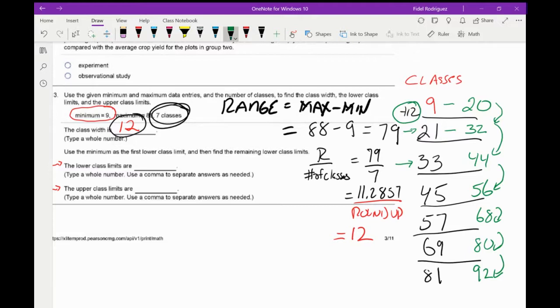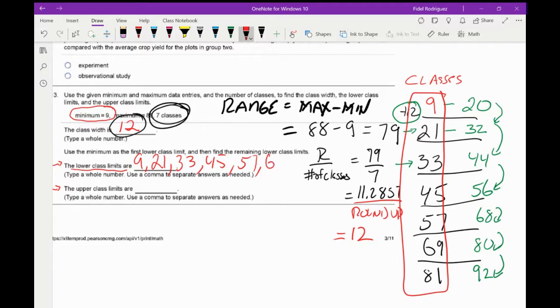So guys, now what I'm going to do, because it's telling me, can we put the lower class limits? All I'm going to do is copy these numbers here. I'm going to put 9, 21, 33, 45, 57, 69, and 81. And then for my upper class limits, I'm going to do the same thing. I'm going to put 20, 32, 44, 56, 68, 80, and 92. And that's how I would do number 13.